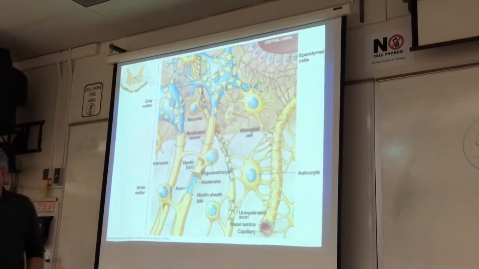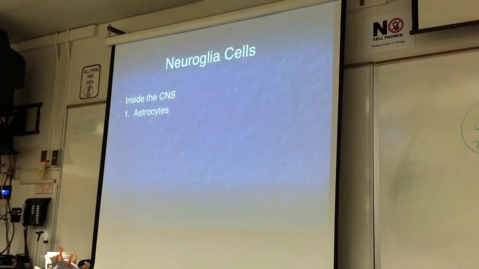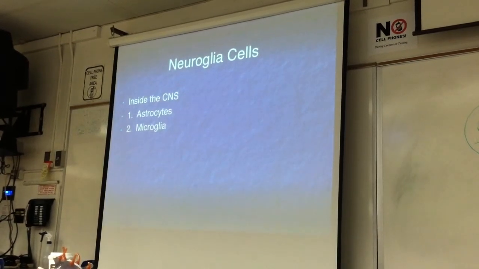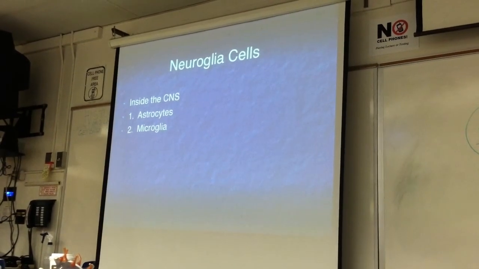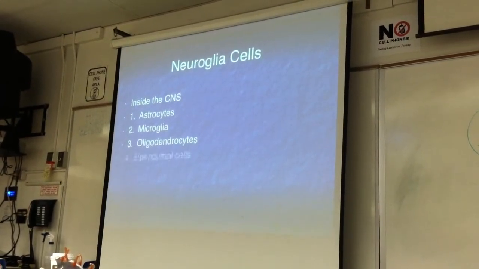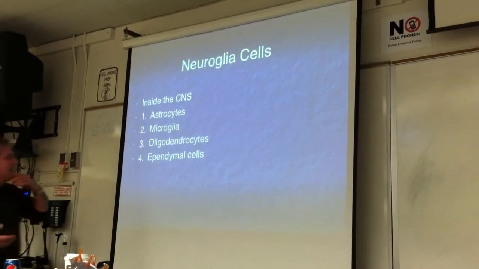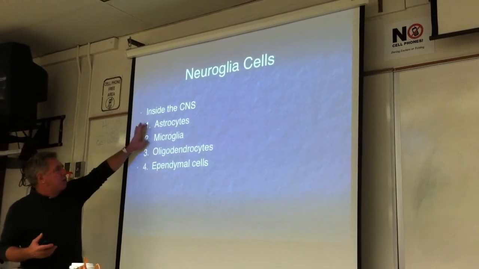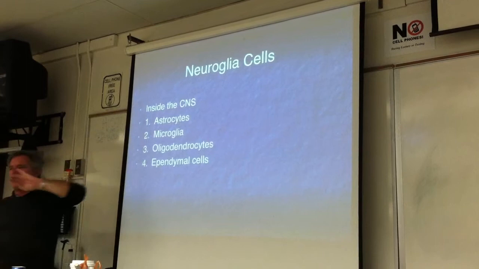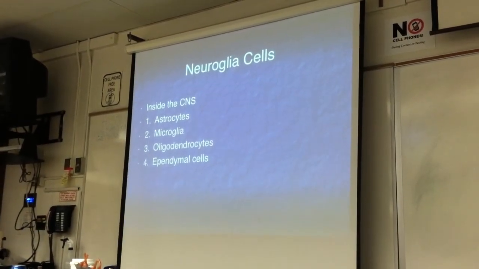But the support cells really do exactly what the name implies. So here are the neuroglial cells. Inside the central nervous system, there's 4. Astrocytes, microglial cells, and we'll get to what they do in a second. Oligodendrocytes, a lot of big names here, and ependymal cells. Of these cells, we'll probably concentrate mostly on 1 and 3. I'll mention what 2 and 4 do, but 1 and 3 are maybe the ones that you can really pin an easy function on.